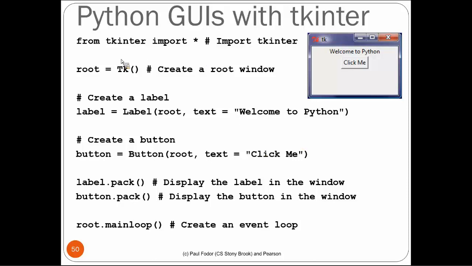Basically, you can create a new window by just importing all the classes from the Tkinter package. You can create a new window with Tk, and then you can put labels in that window. For the root window that you created, you can create a new label that contains welcome to Python. You can add a new button in that root window that says click me, and then you invoke pack, which basically displays the label and the button in that window, and you create an event loop to actually read events for clicking that specific click me.